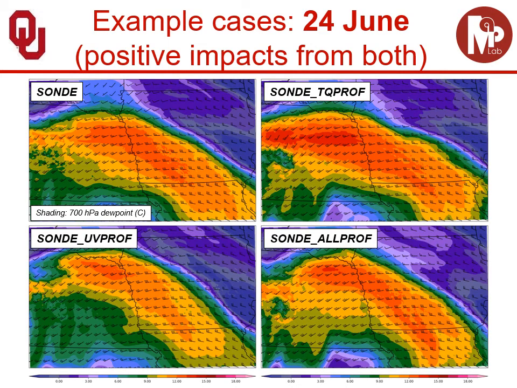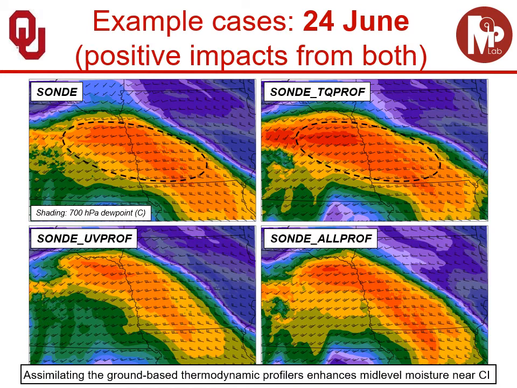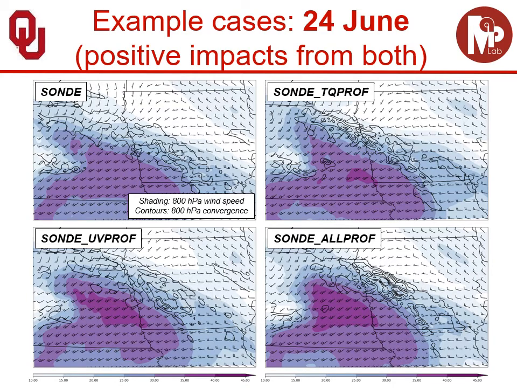So to show why this is the case, first we can look at 700 hectopascal dew points. Assimilating the thermodynamic profilers in the top right enhances the mid-level moist layer by about 1 to 2 degrees Celsius near the region of CI. In this circled region, change does get represented in SOND-ALPROF by some slight increases in dew point temperature there as well. Whereas assimilating the kinematic profilers mainly improves the forecast through modifying the mid-level wind field.